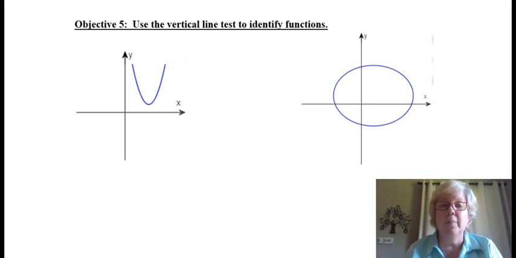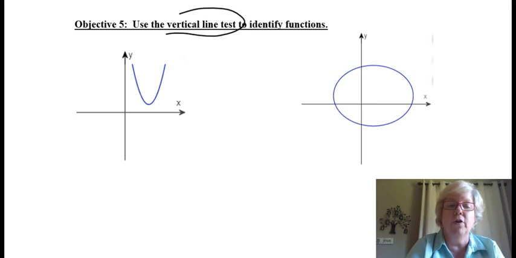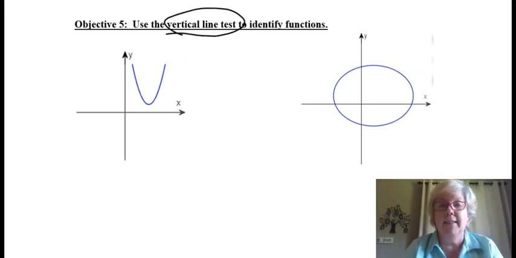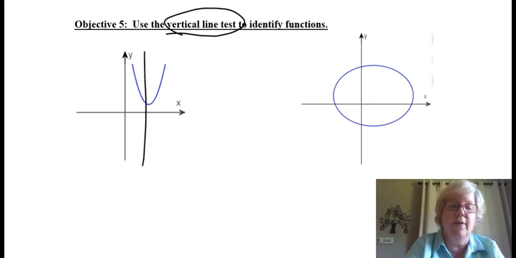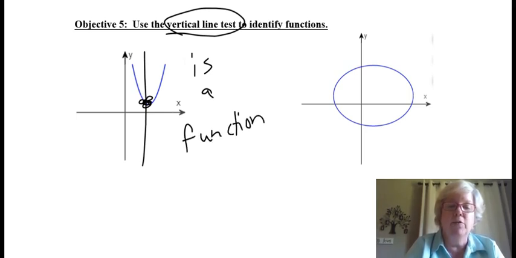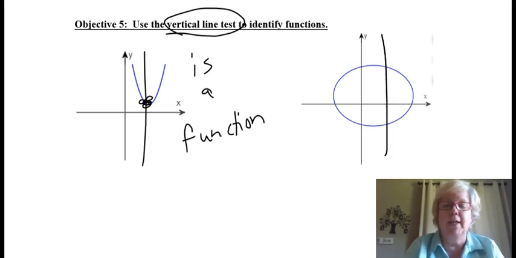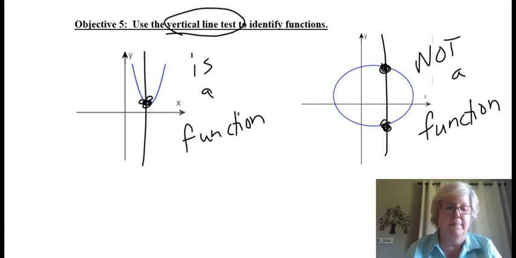When you want to determine if graphs are functions or not, we will use something called the vertical line test. The vertical line test says that if any straight up and down vertical line crosses a graph at only one point, then it is a function. However, if you have a graph that you can draw a straight up and down vertical line through and it crosses at more than one point, then this is not a function. That's how the vertical line test works.